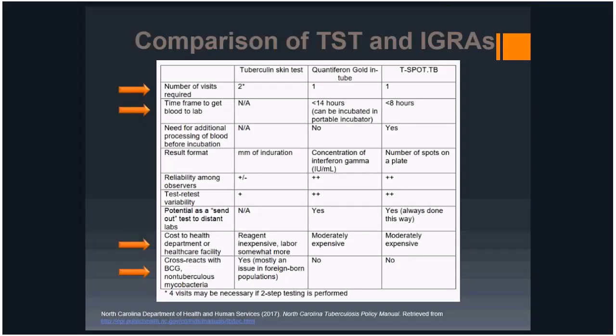When you look at a comparison of the TST and the IGRA options that are available, keep in mind the number of visits that are required, the time frame to get the blood to the lab and to get the results, the cost, and the cross-reaction with persons who've had the BCG vaccine. Obviously, with blood testing that is not going to be a concern, whereas persons with LTBI are always going to have a positive tuberculin skin test, even though the disease is latent or inactive.